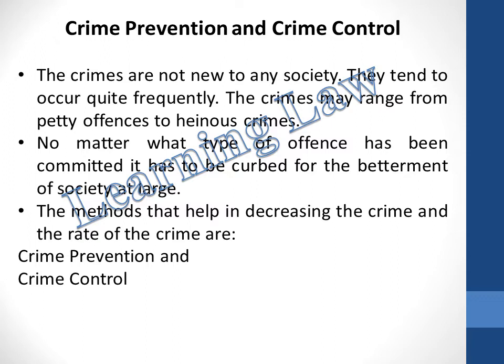No matter what type of offence has been committed, it has to be curbed for the betterment of the society at large. Be it a petty offence or a heinous crime, it has to be curbed for the betterment of the society at large. The methods that help in decreasing the crime and the rate at which crime is being committed are crime prevention and crime control.